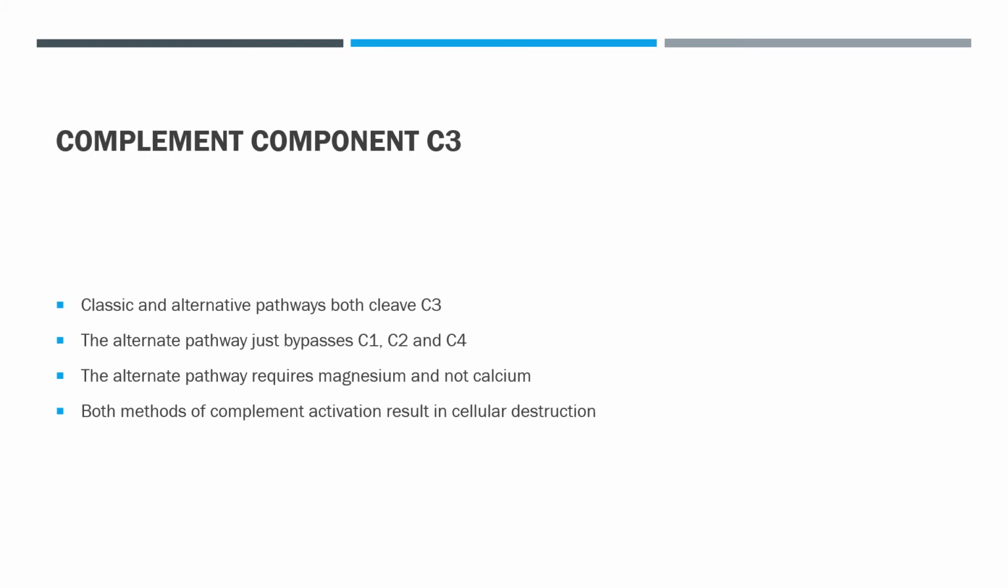Present in the largest quantities is C3, which is the major role player in the complement cascade. Both the classic and the alternative pathways cleave C3. This occurrence is the pivotal event in the final common pathway of both systems. The alternate pathway starts at C3. The alternate pathway bypasses C1, C4, and C2, so it does not require calcium, but it does require magnesium. Either way the complement system is activated, it'll activate the other system. Classic activates the alternate system and vice versa. Both activation methods result in cell destruction from C3 to C3b.